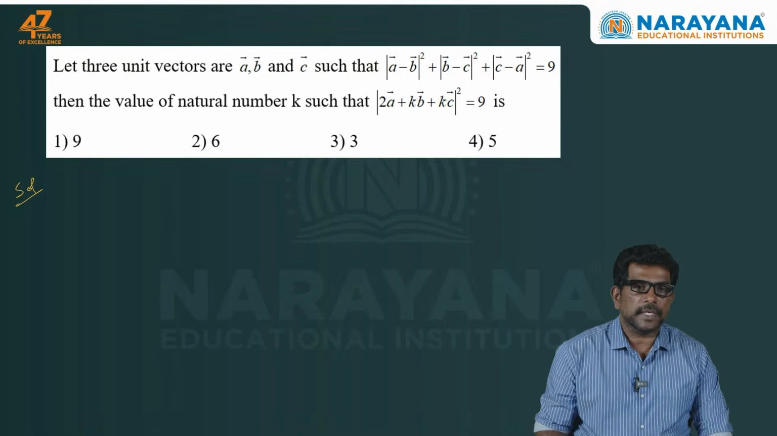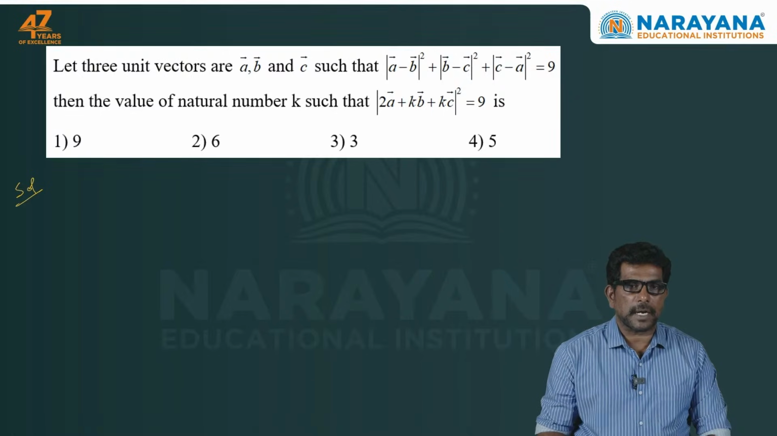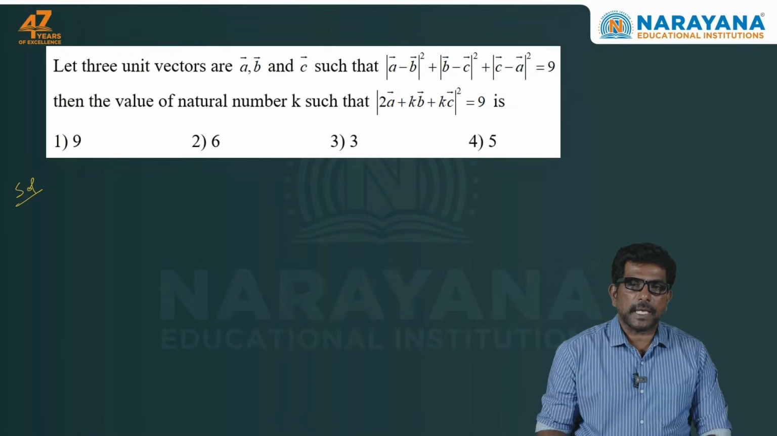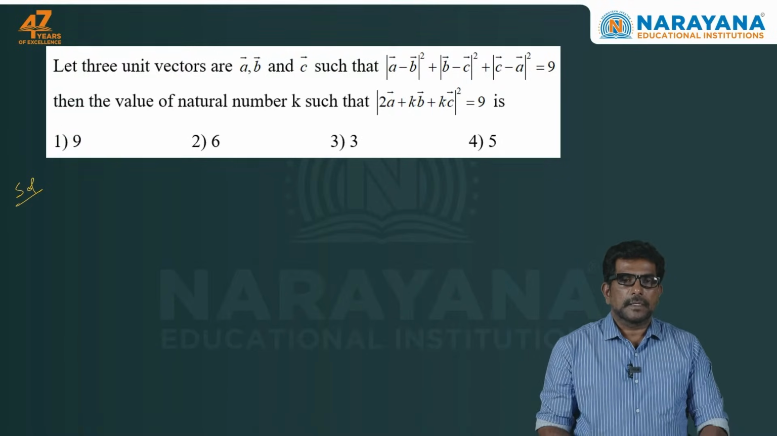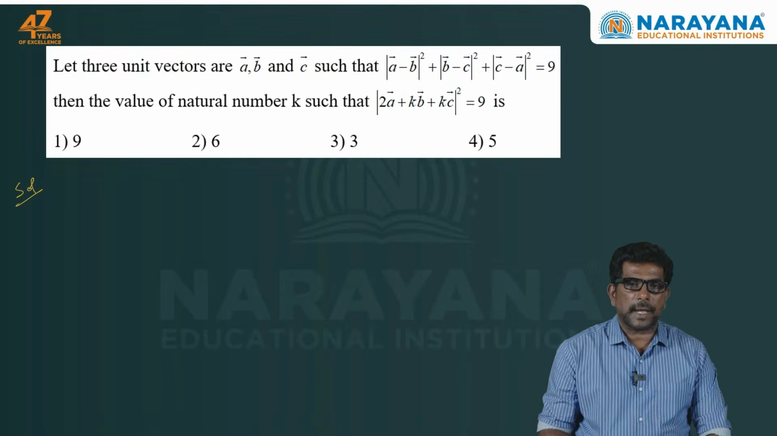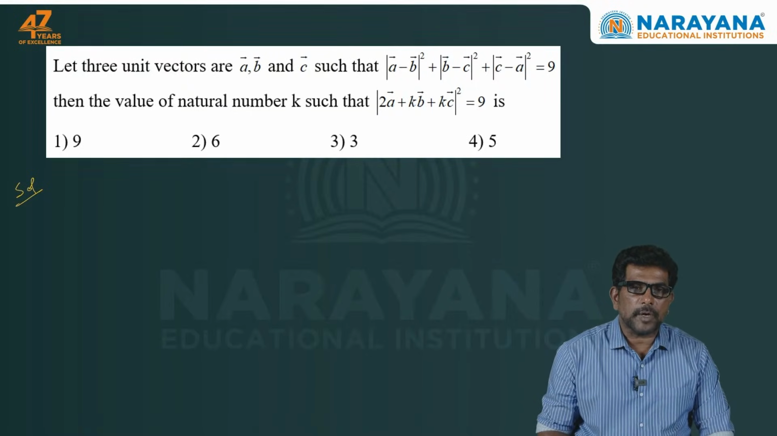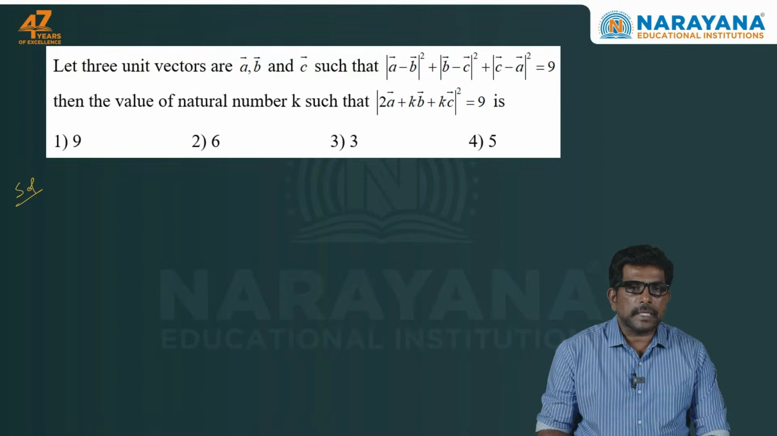Out of all those, the first one is, let 3 unit vectors be a bar, b bar and c bar such that mod a bar minus b bar whole square plus mod b bar minus c bar whole square plus mod c bar minus a bar whole square is equal to 9. Then the value of natural number k such that mod 2a bar plus kb bar plus kc bar whole square is equal to 9. The problem is related to the vectors and the magnitudes, and especially this type of problems we frequently find in our material also.